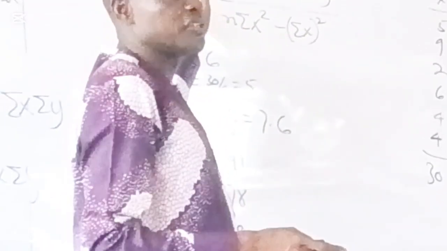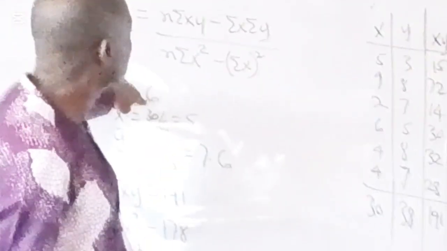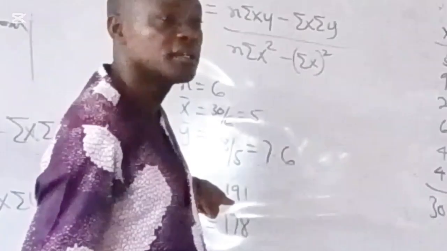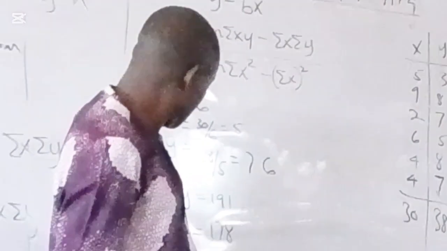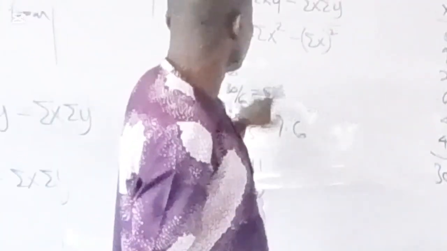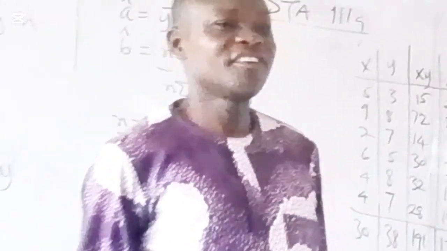If we substitute here, you always calculate b first. You calculate the slope first before you calculate the intercept. So calculating the slope, put 6 there. Sum of xy is 191. What about sum of x? 30 times sum of y, which is 38, all over 6 times sum of x squared, which is 178 minus sum of x all squared. When you do that, give me the answer.